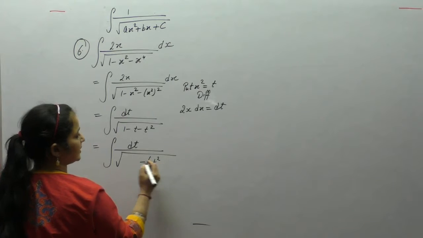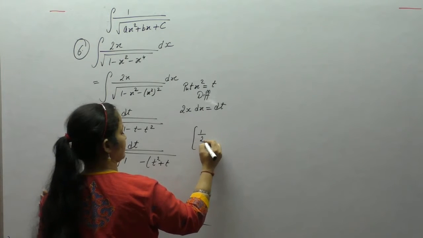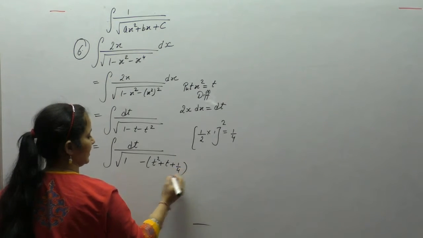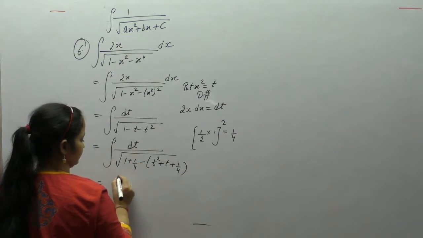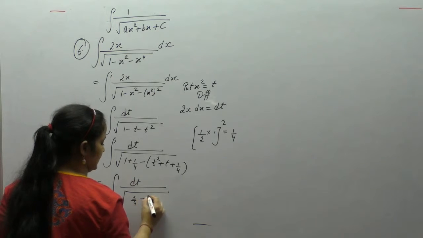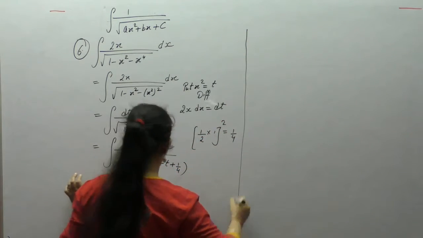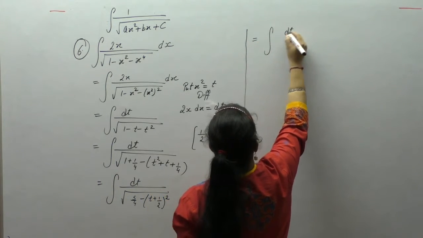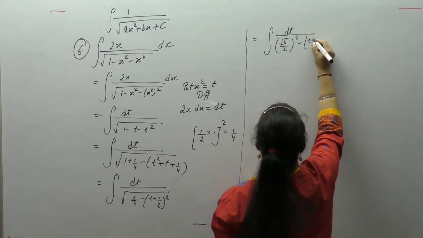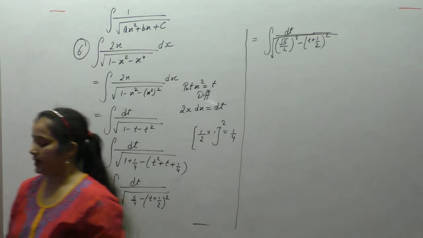Take negative sign common: t square plus t. Now add and subtract half coefficient of t whole square, 1 by 4. Minus 1 by 4, so add 1 by 4 here. Take the LCM: 4 plus 1 is 5 by 4 minus t plus 1 by 2 whole square. We can write 5 by 4 as square root of 5 upon 2 whole square minus t plus half whole square, under the square root. Now apply the formula.